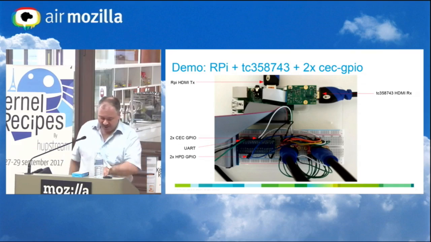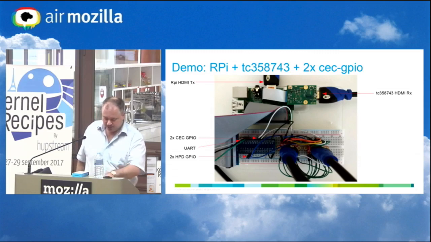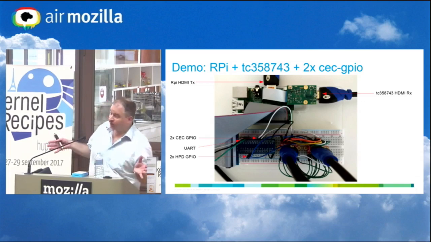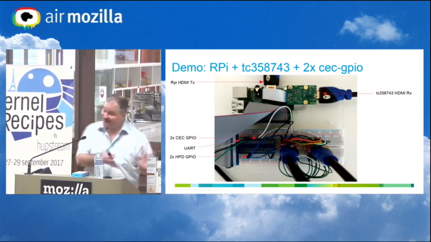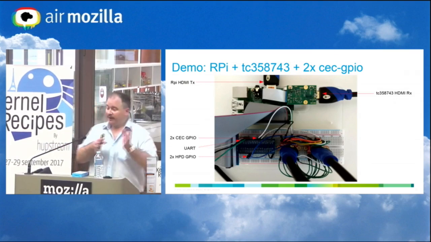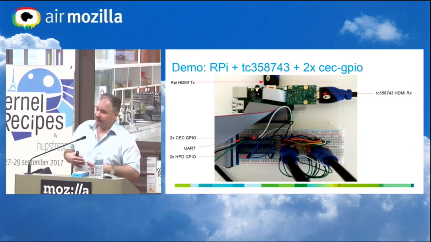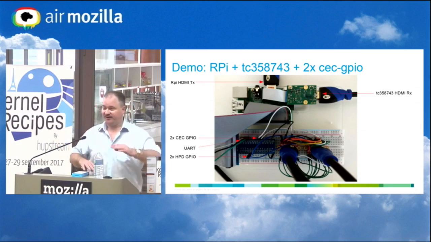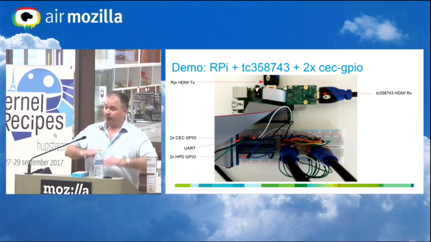For the two connectors on the breadboard, the CEC pins are broken out and go to GPIO pins on the Raspberry Pi. I've done the same with hot plug detect. The CEC GPIO driver, of course, needs the CEC pin. It can also look at the hot plug detect pin, because of all the issues with hot plug detect going away and doing all sorts of weird things, it's very useful if you can monitor it. It doesn't do anything with it, it's just monitoring it.